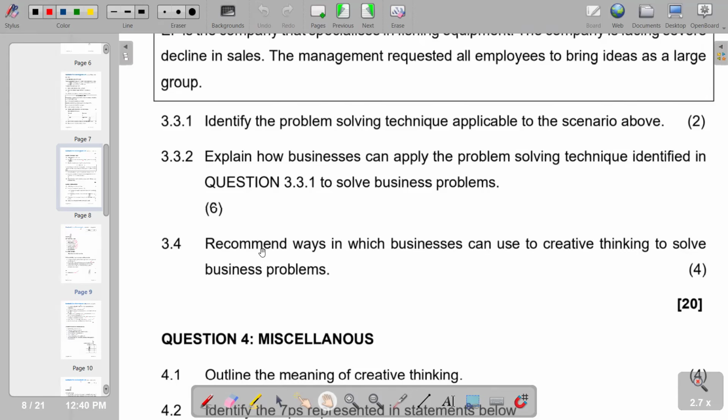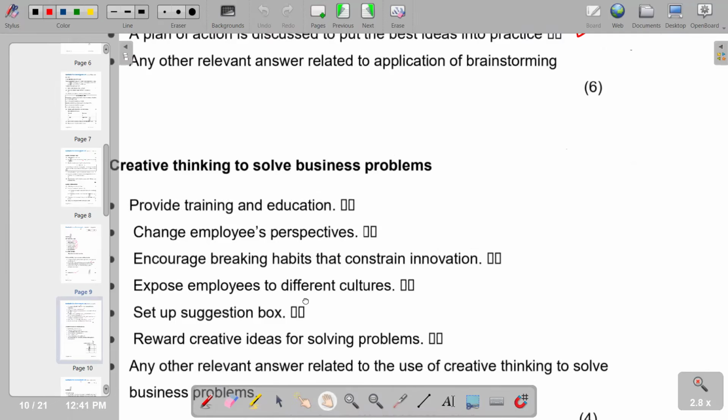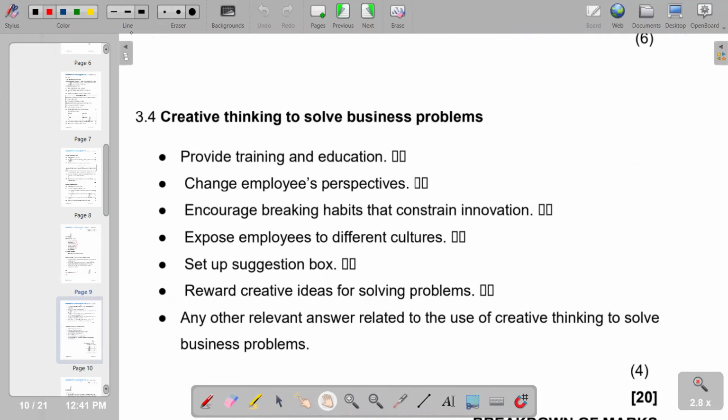And then also we can check in terms of encouraging breaking habits that constrain innovation. So basically, that's what we have. We check in terms of the list that we have, whereby I say provide training and education is the first one.